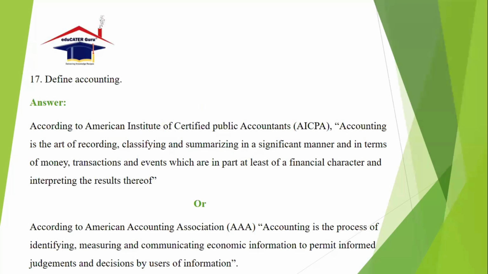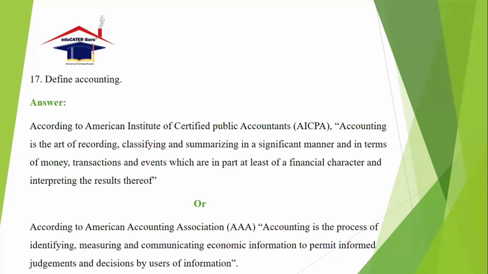First one is define accounting. I have given 2 definitions. You can choose any one of your convenience and write it in the exam. First one, according to American Institute of Certified Public Accountants, accounting is an art of recording, classifying, and summarizing in a significant manner and in terms of money, transactions, and events which are in part at least of a financial character and interpreting the results thereof.